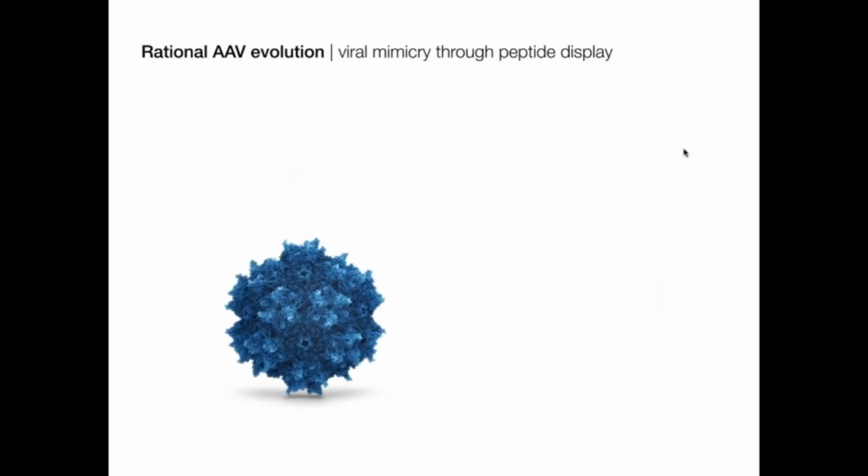So what we wanted to do is to combine these two methods into a high throughput, but still with a rational approach. So what we did in this case was to use the AAV2 vector, modified at the 587 position of the cap gene, and inserted peptides, 14 amino acid long peptides in this position.